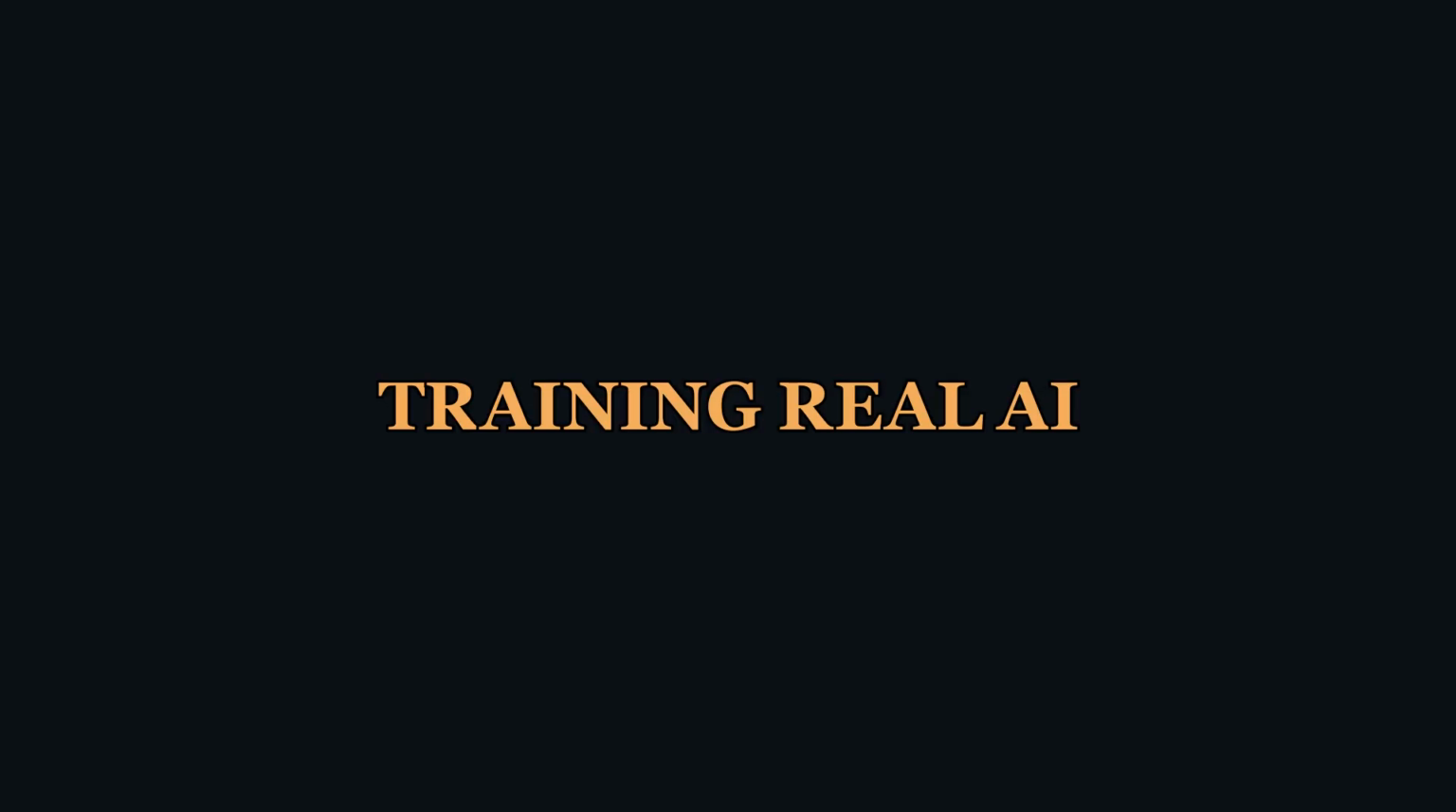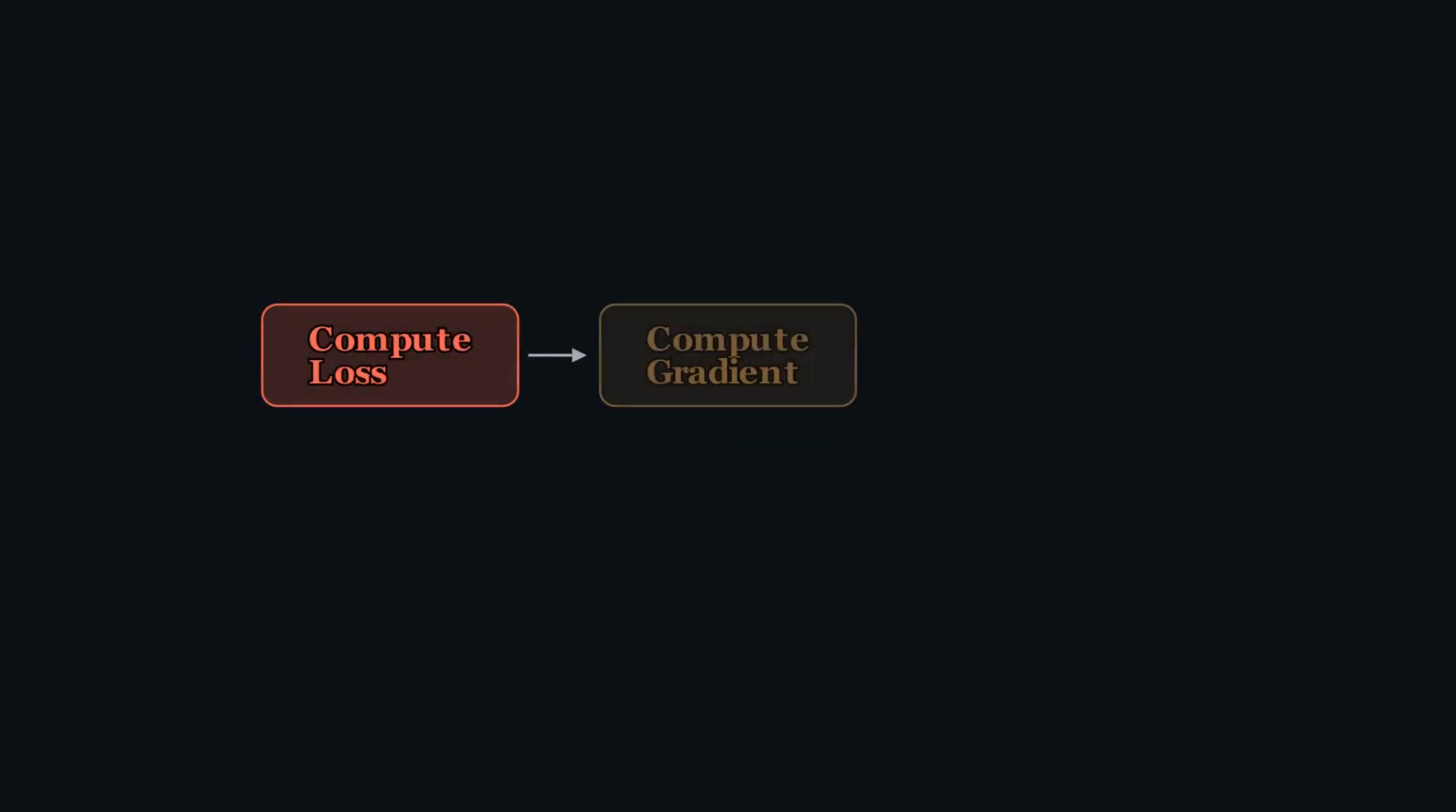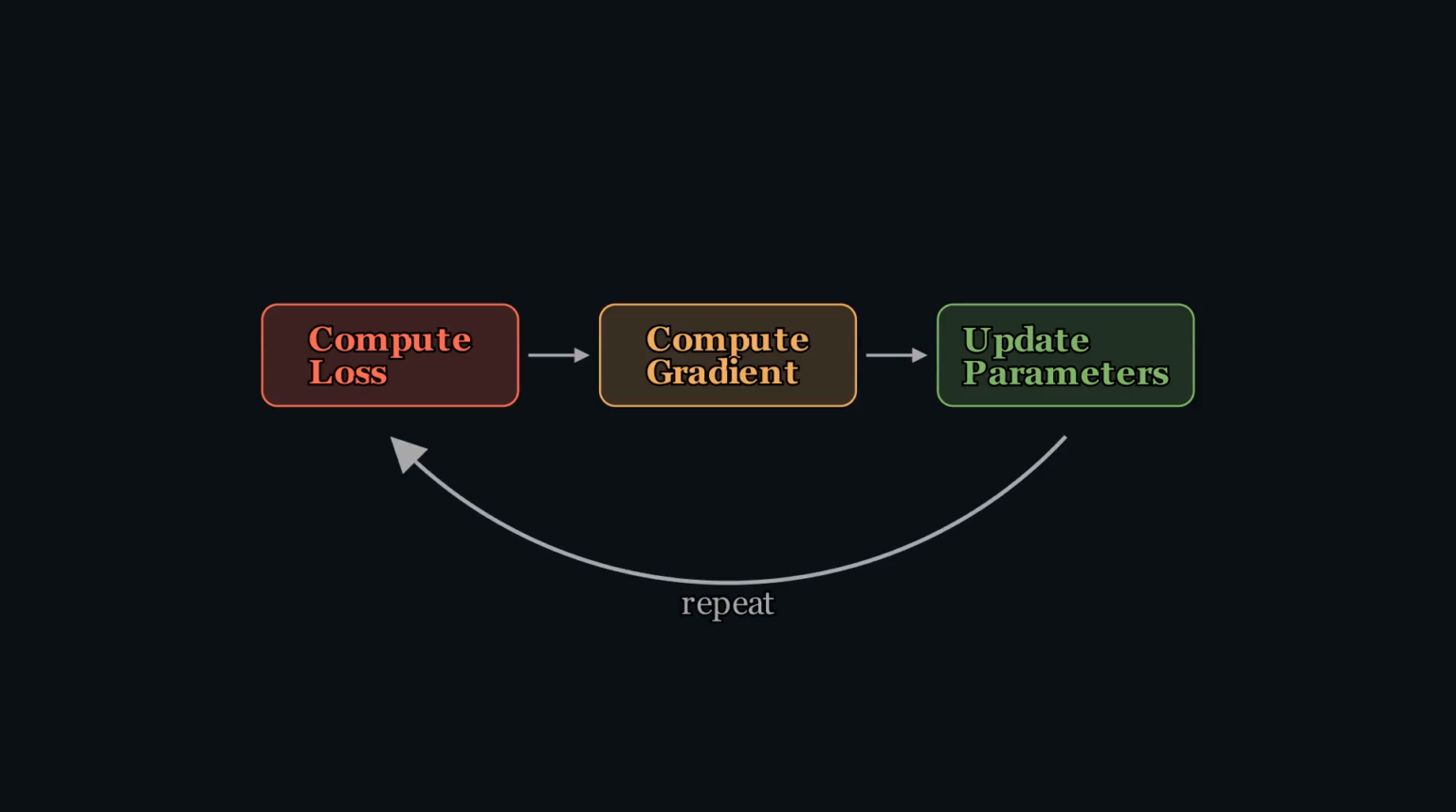When you hear that GPT-4 was trained on tens of thousands of GPUs for months, what was actually happening on each of those GPUs was this: compute the loss, compute the gradient, update the parameters. One step of gradient descent, every parameter update, every training iteration. The same algorithm we just watched a single dot perform on a simple surface, scaled to trillions of operations.